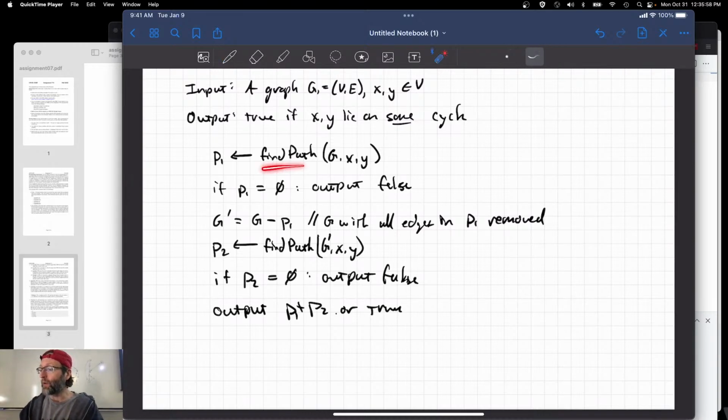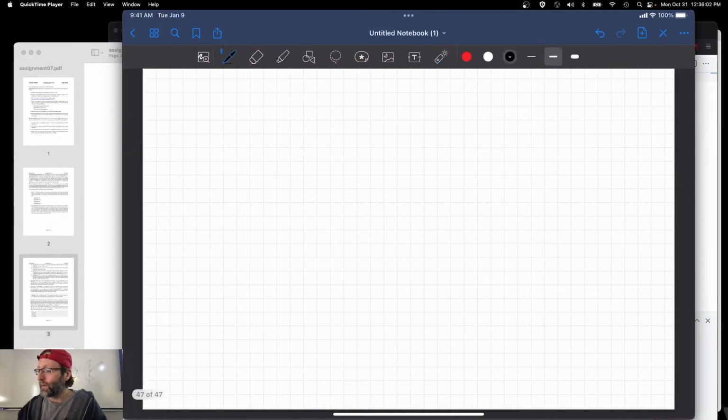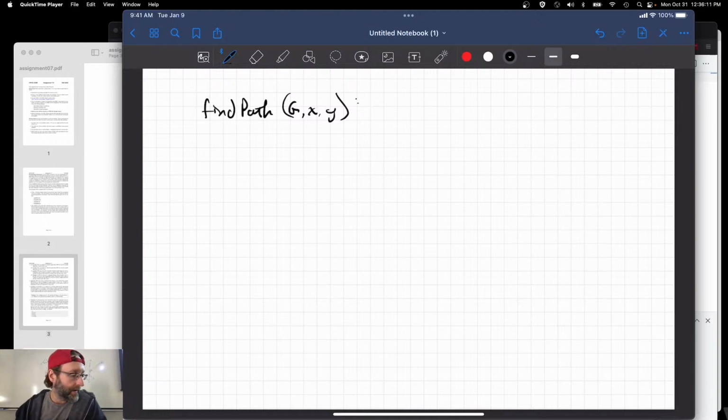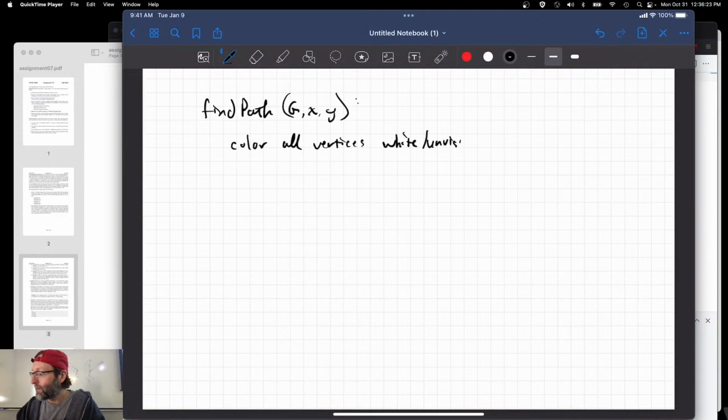What does find path look like? It's just a straight up DFS. So find path would look maybe something like this. G, X, and Y, where you start at X, so color all vertices white, unvisited. Then you color X gray.